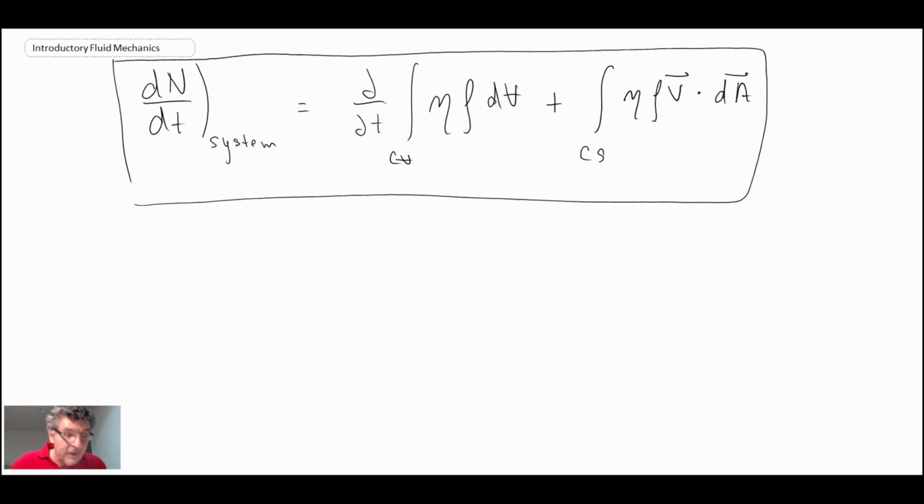This is sometimes called the Reynolds transport theorem. It links a system approach to control volume, so we can express the basic equations in control volume. So that concludes the derivation. In the next segment, we're going to start applying this to mass, momentum, and energy.